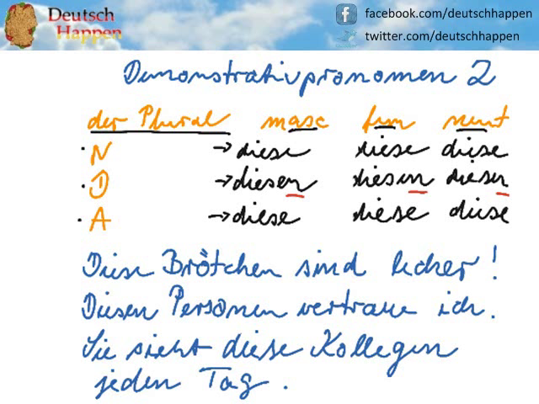So more interesting than the chart itself is how, again, we use the demonstrative pronouns in the individual cases in our sentences. And as last time for the singular, I put over here at the end three sample sentences for you with each gender in the plural, of course, and then in the different cases. So let's start with, let me see, neutral nominative plural. Diese Brötchen sind lecker. So diese Brötchen is nominativ. Brötchen, das Brötchen, so diese Brötchen. And they are what? Sind lecker.